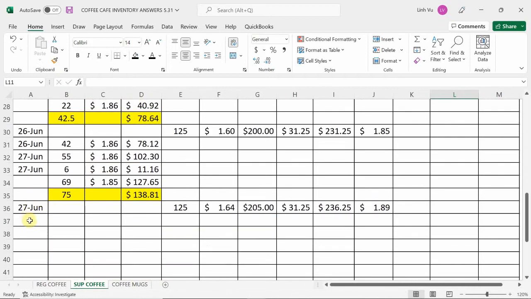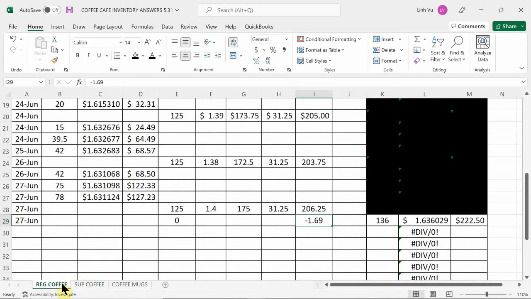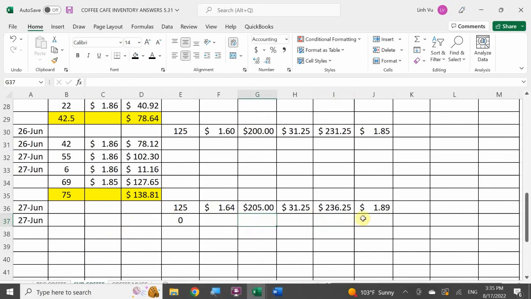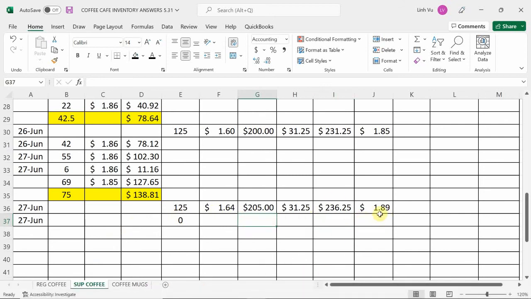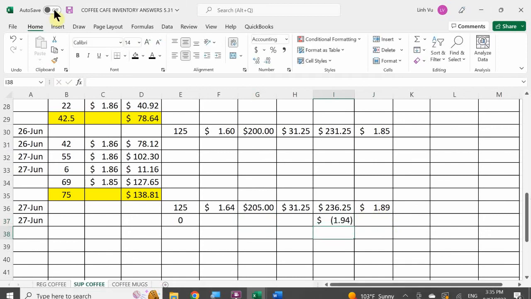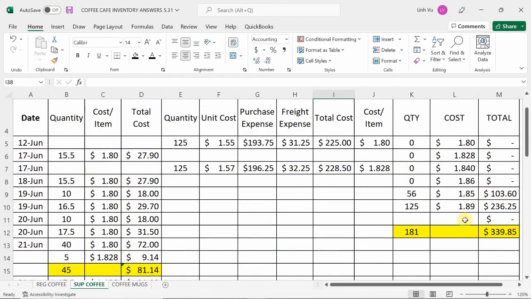And on the 27th, we have 0 taken out again. Hold on, let me take a look at the other one. Okay, yeah, that's right. So Supreme Coffee. And we're taking out how much? $1.94. Now let's take a look, because that does affect the ones that we've sold. So that kind of throws me here. So how do we do it with FIFO? I understand the moving average.